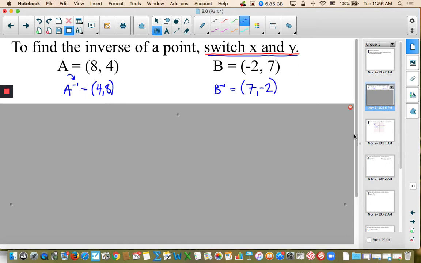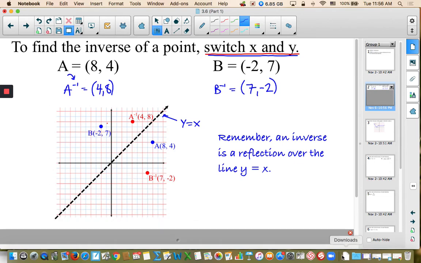If you recall, what you're doing when you find the inverse of a point is you are finding a reflection over the line y equals x. You might want to add that into your notes. So if I look at this graph here, I've got the dotted black line here, which is the line y equals x. A is over here, 8, 4. Here's A prime. This is a reflection over that line. B inverse is down here. B is up there. This is a reflection over that line. So it's just a reflection over the line y equals x.